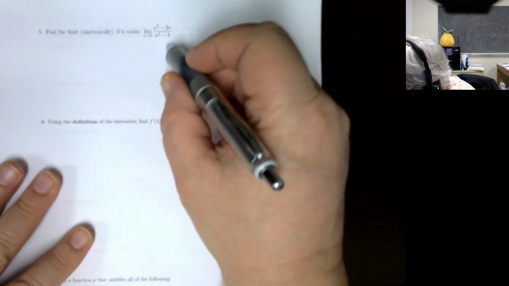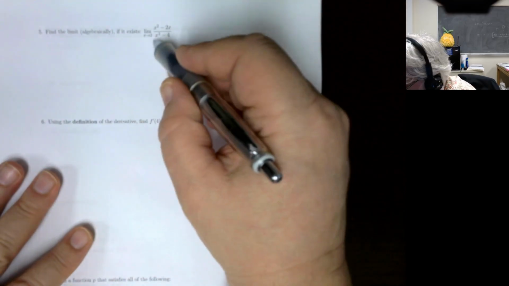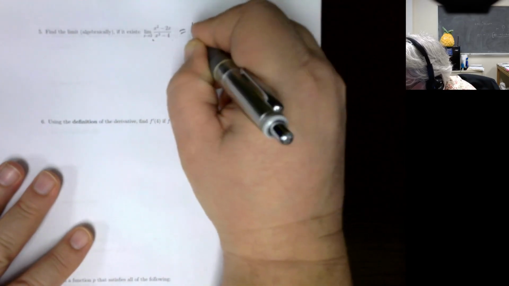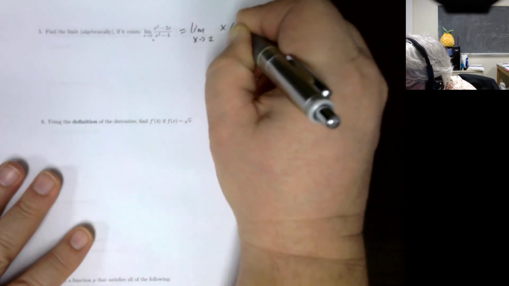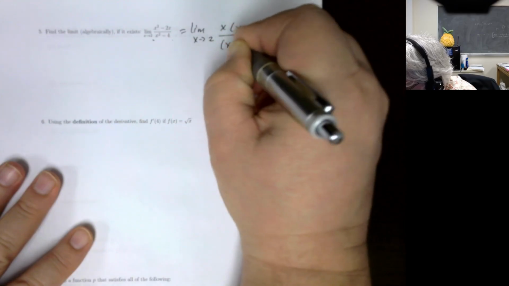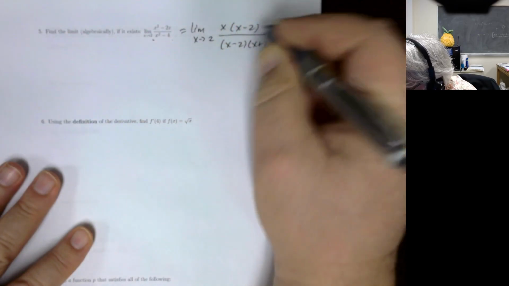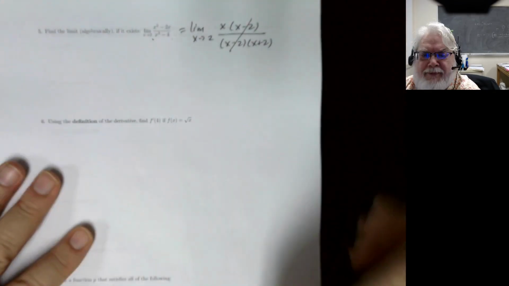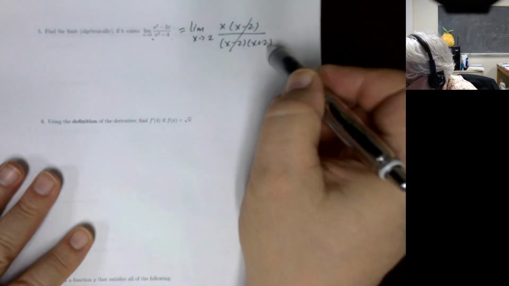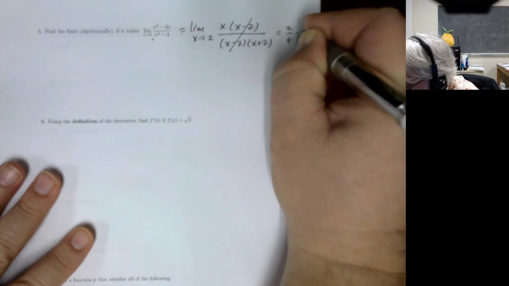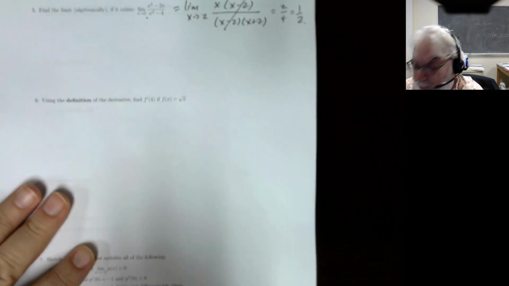Continuing on here, a little bit of algebra. Find the limit algebraically. The limit as x approaches 2 of x squared minus 2x divided by x squared minus 4. If I try to plug in x equal 2, I get 0 over 0. So notice that you can factor this. So that's x times x minus 2 divided by x minus 2 times x plus 2. Right, so the x minus 2's cancel. And so you're left with 2 divided by 4, which is 1/2. Good.